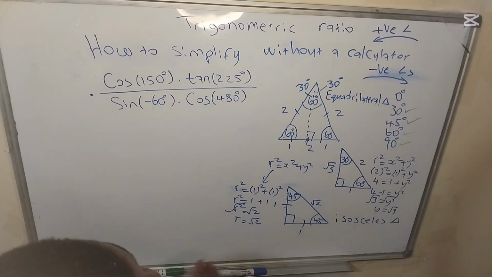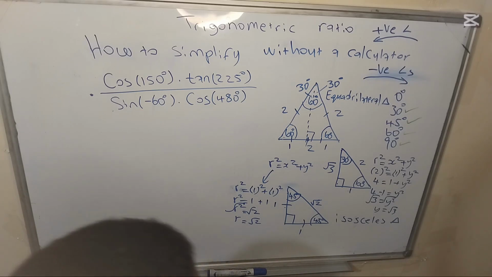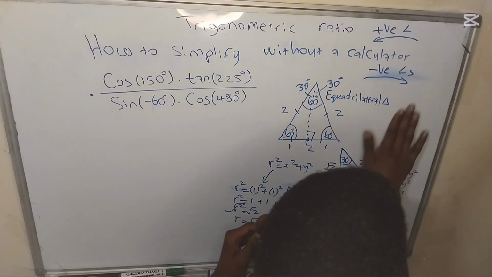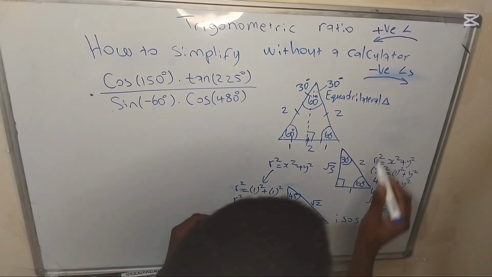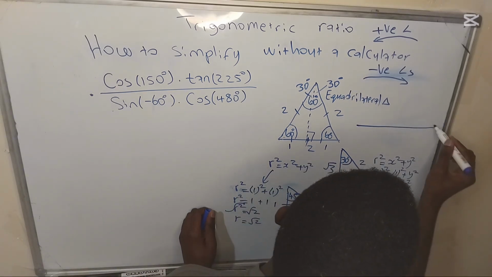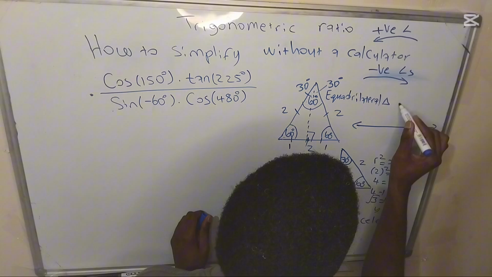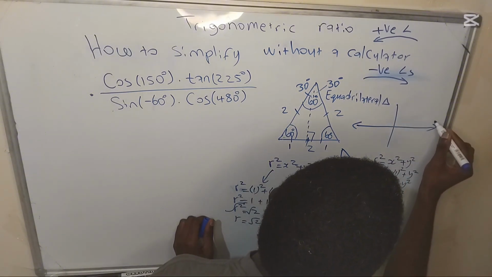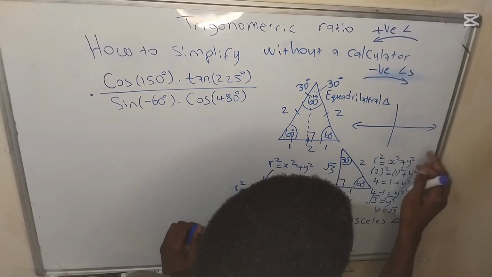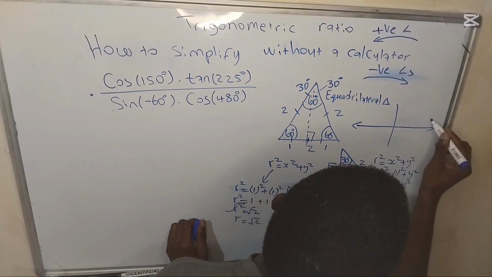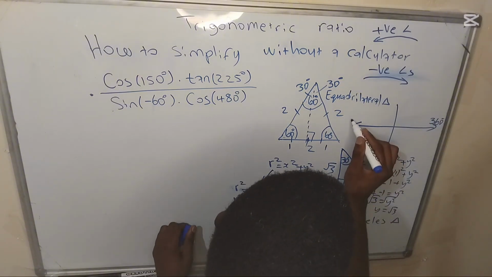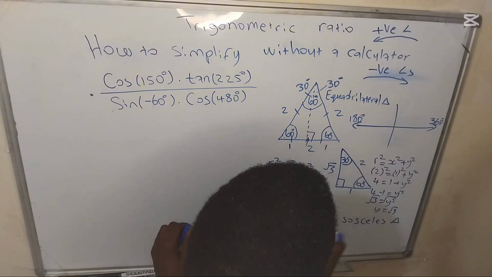Or let me add something important, which is a Cartesian plane. Let me draw a Cartesian plane. So this will be our Cartesian plane. So here we have our 0 degrees, or let me say 360 degrees. But here we have our 180 degrees, right?